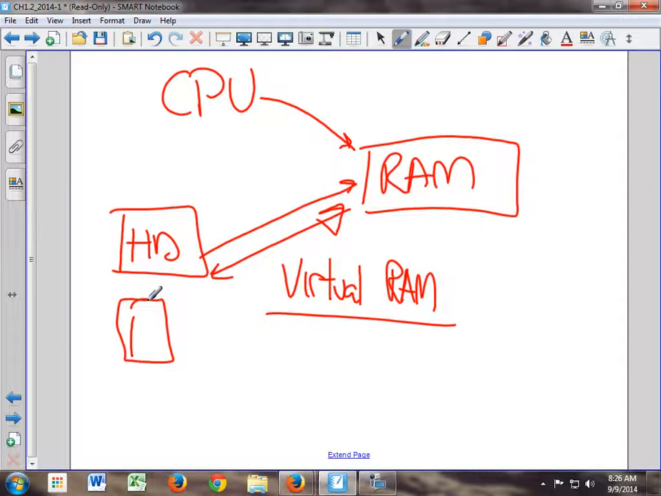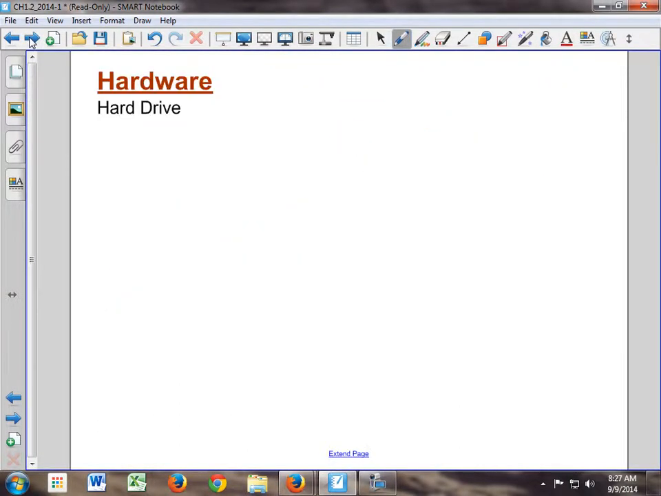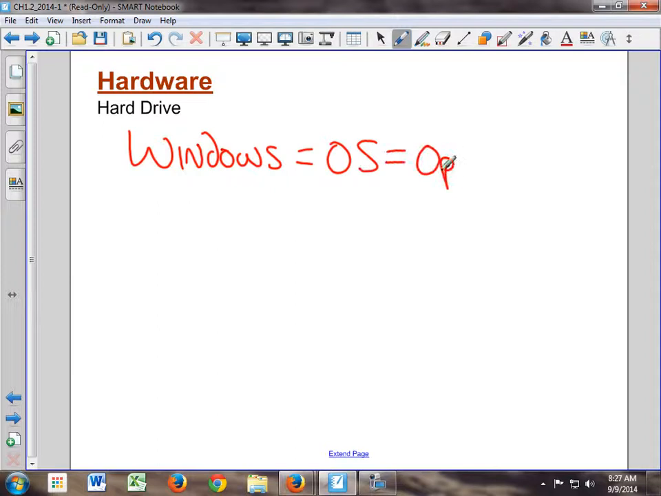Okay? So hard drives are where everything is stored. When I turn on my computer, Windows loads. It's loading from the hard drive. It's where everything is permanently stored. So on my hard drive, I've got Windows, or my OS, which just stands for operating system. And we're going to learn about different operating systems than Windows.